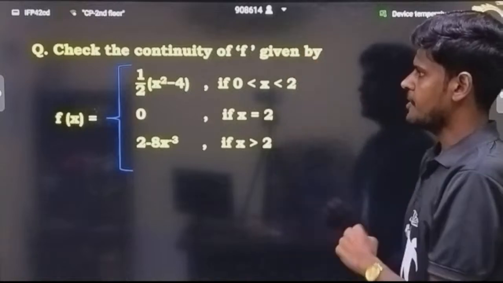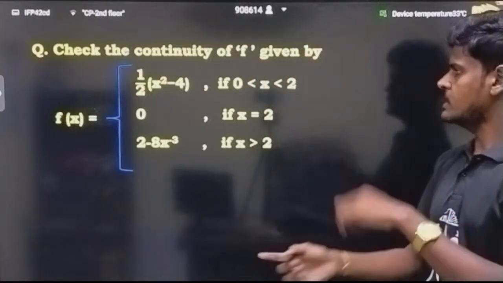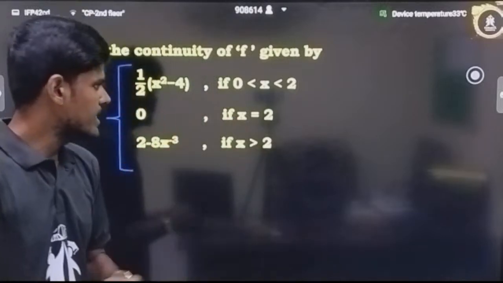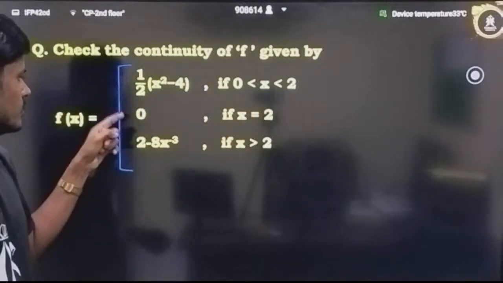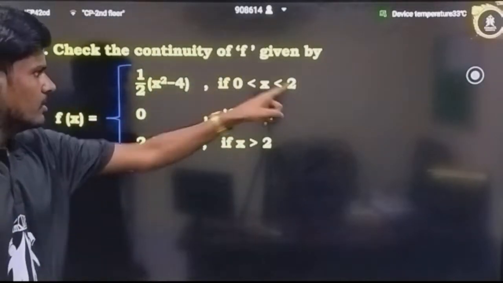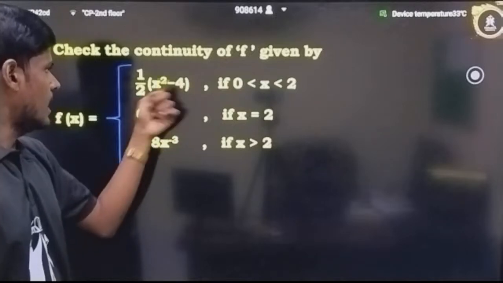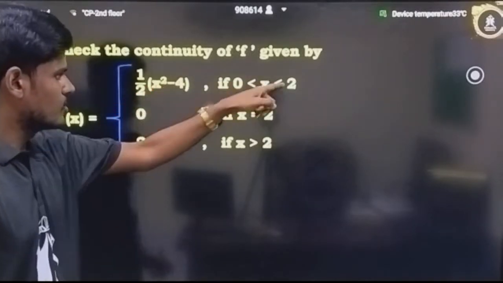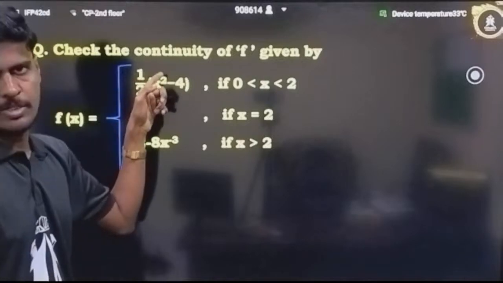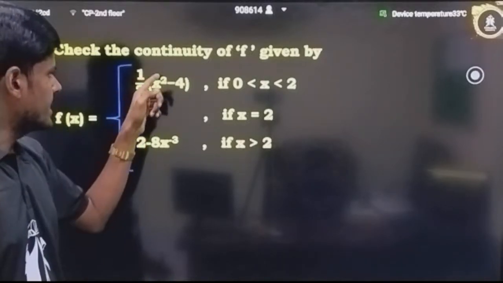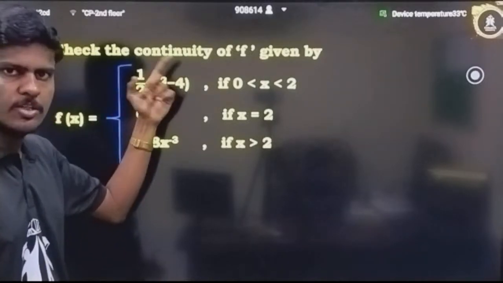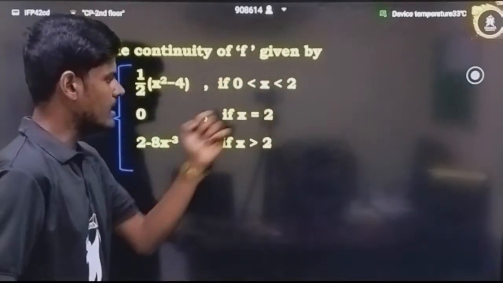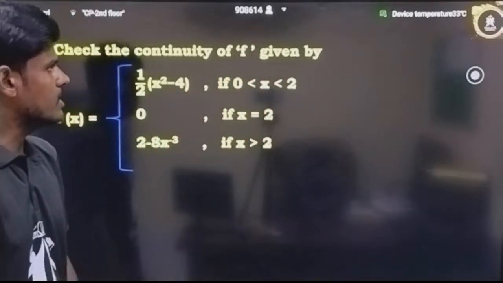Check the continuity of f given by this. Again this is a similar question like the previous one. You can solve it easily. At x equal to 2, this value is 0. What about 2 minus? 2 minus means we have to substitute 2 here. So that will be 4 minus 4, 0 by 2, that is 0. That means left hand limit and function value are equal.